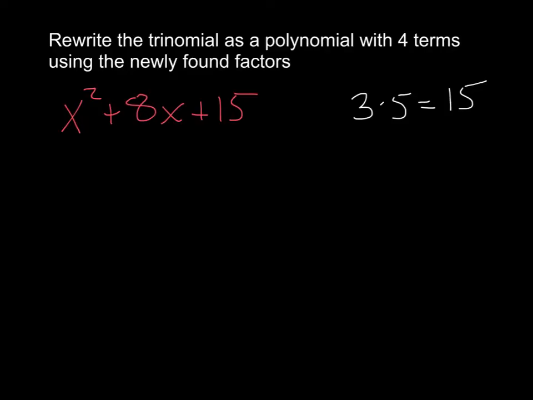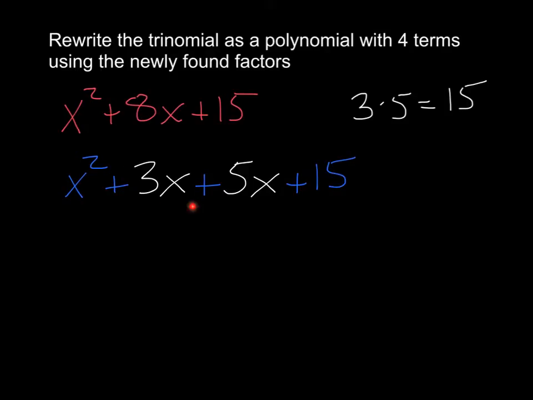So I'm going to rewrite this as x squared plus 3x plus 5x plus 15. We didn't change the value of our trinomial. We just rewrote 8x as 3x plus 5x.